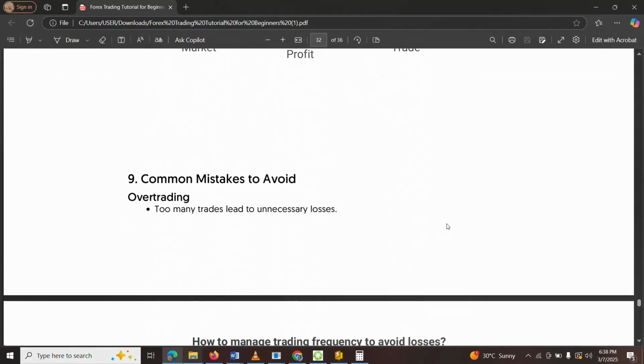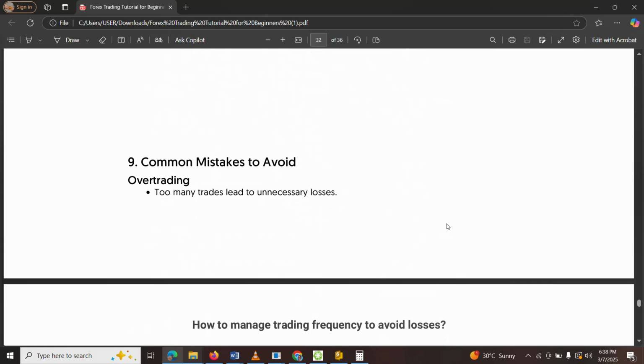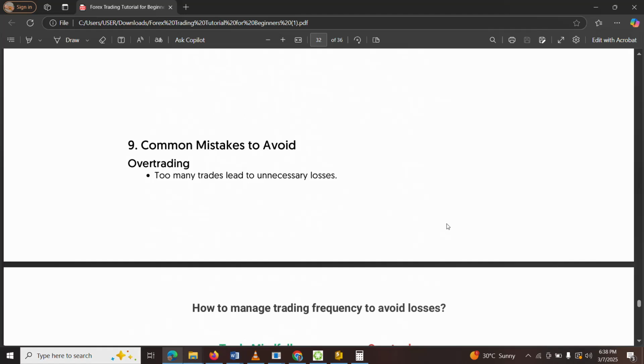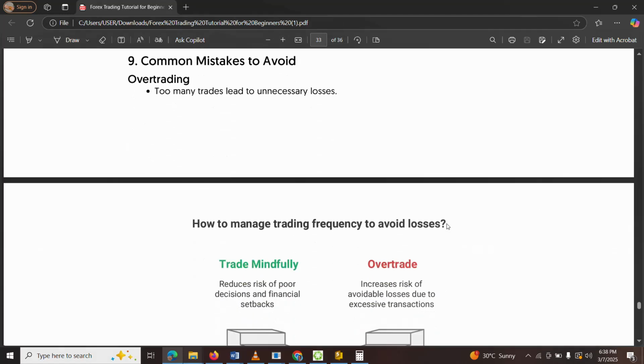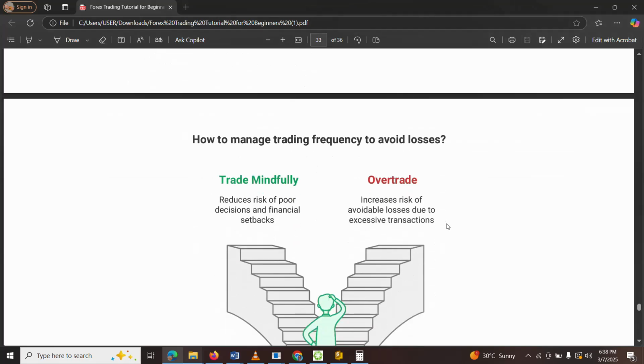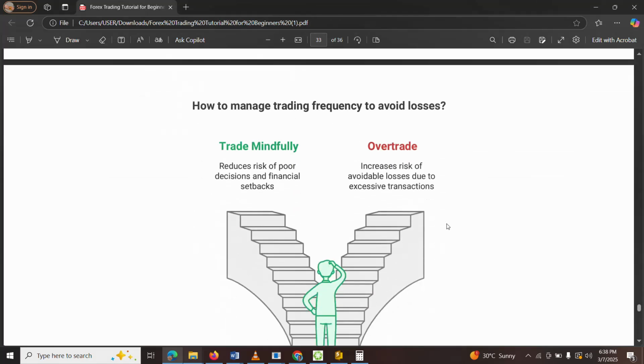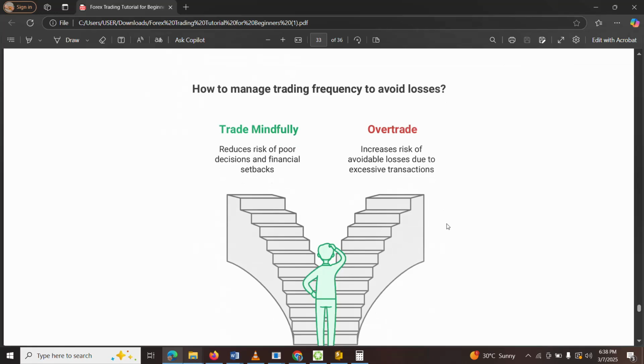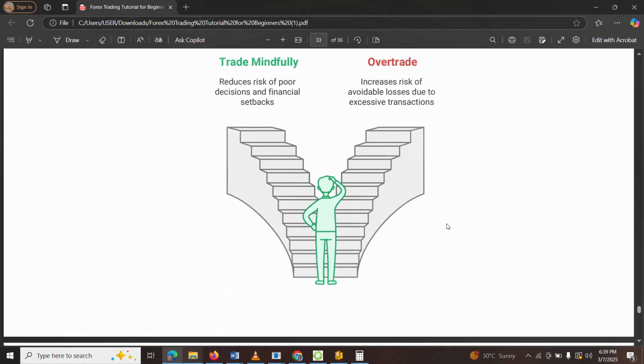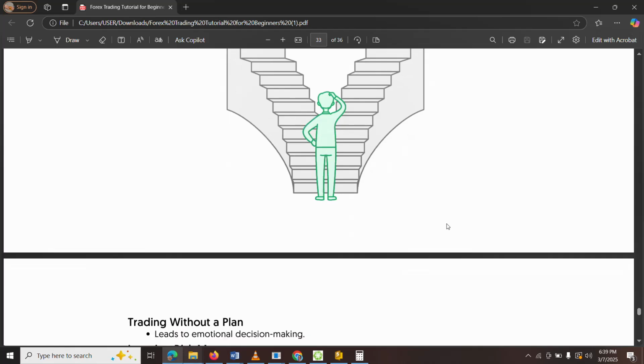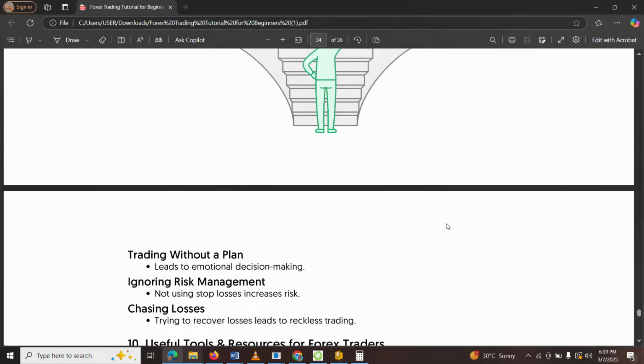What are the common mistakes to avoid in trading? One of them is overtrading. Too many trades lead to unnecessary losses. How do you manage trading frequency to avoid losses? You trade mindfully. This reduces the risk of poor decisions and financial setbacks. Overtrading increases the risk of avoidable losses due to excessive transactions or trades.